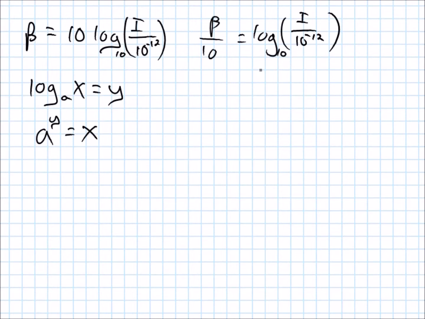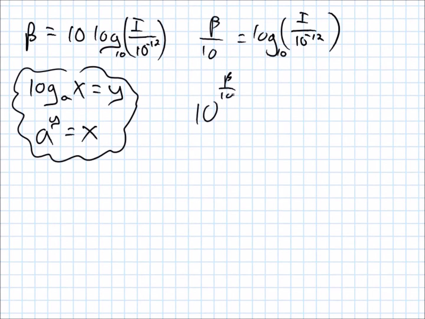So I can rearrange this using this rule that I just wrote here, and you can try it out too, but we should get 10 to the beta over 10 is equal to I over 10 to the minus 12. And so this is how we can get intensity. Intensity is equal to 10 to the minus 12 times 10 to the beta over 10, and this can be simplified more, but I'm done with algebra.